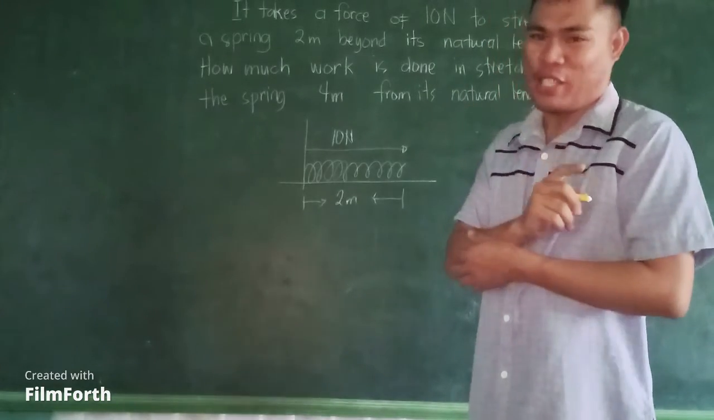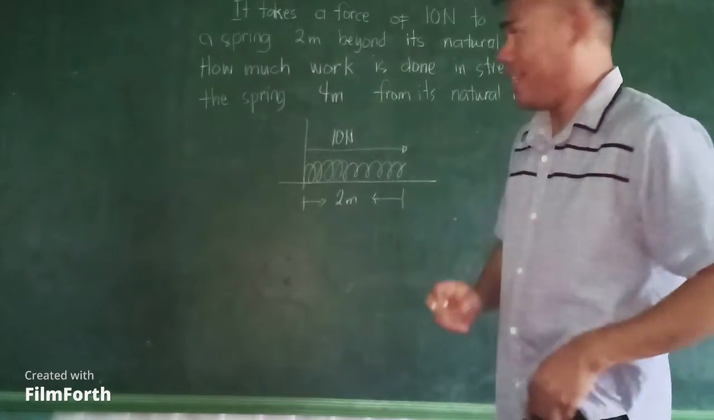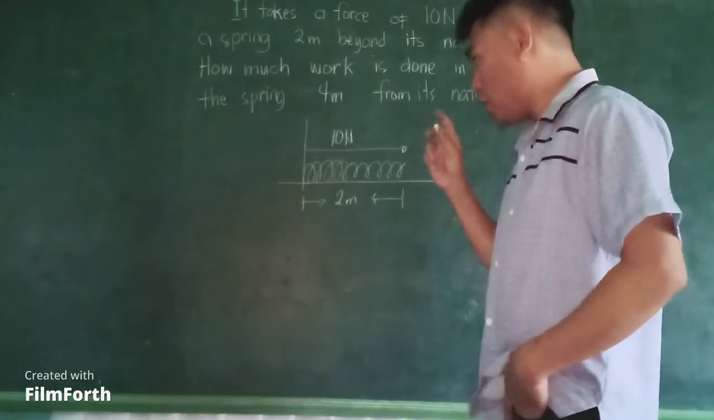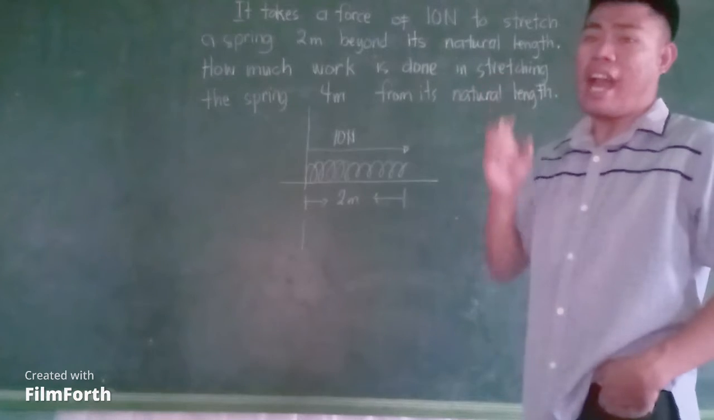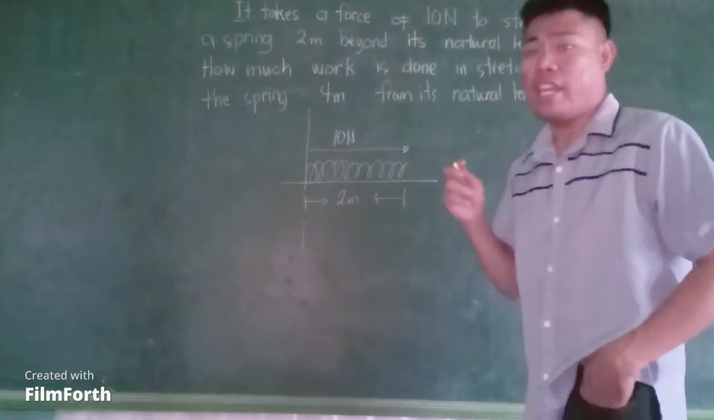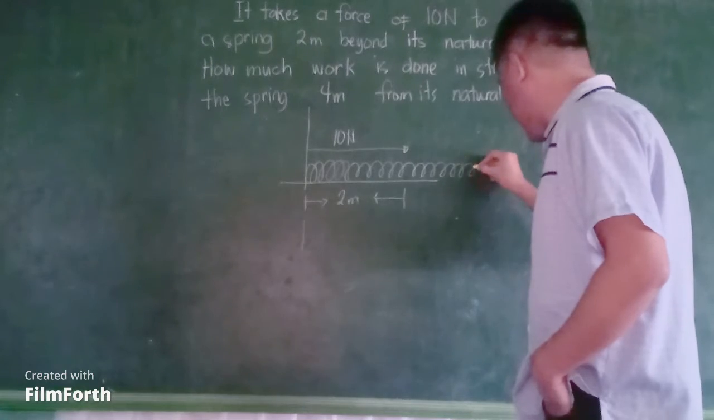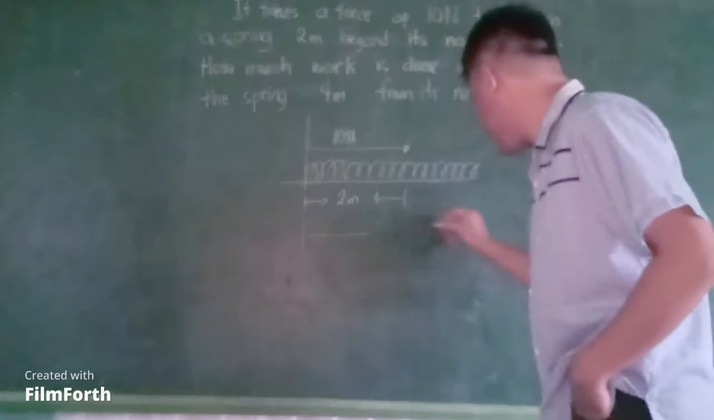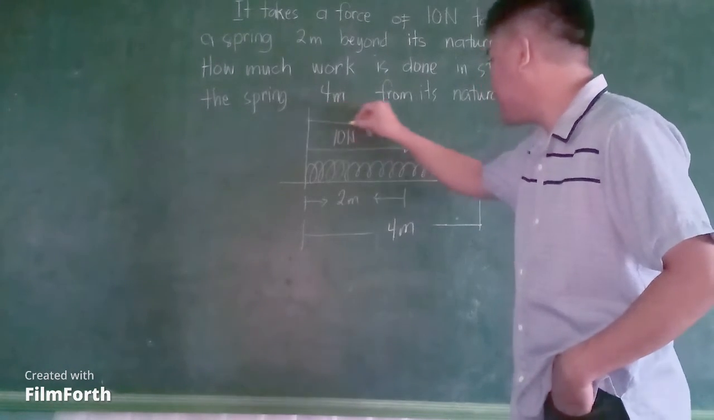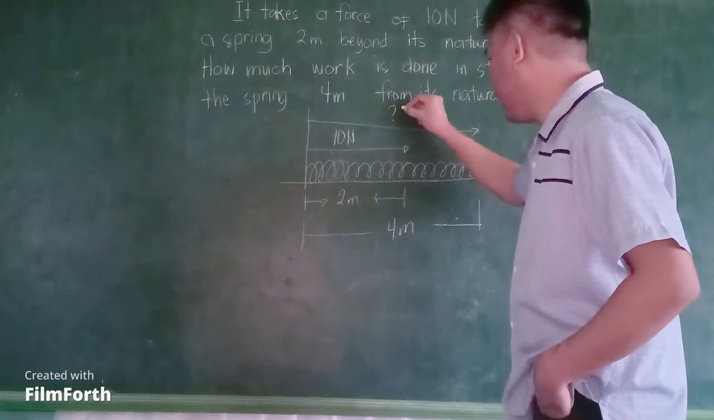And that's the given. The question here is, how much work is done in stretching the spring 4 meters from its natural length? That means how much force you will exert so that the length of the spring will be 4 meters. So it looks like this. It's 4 meters, and the force is how many Newtons?